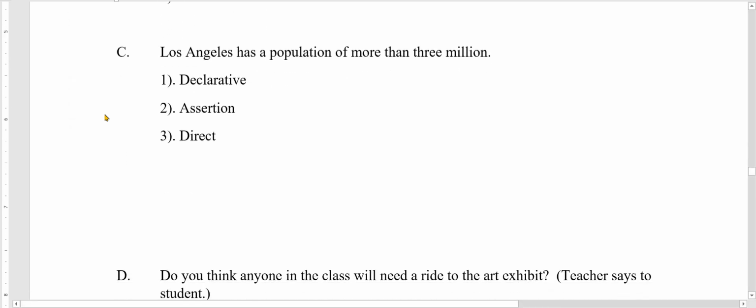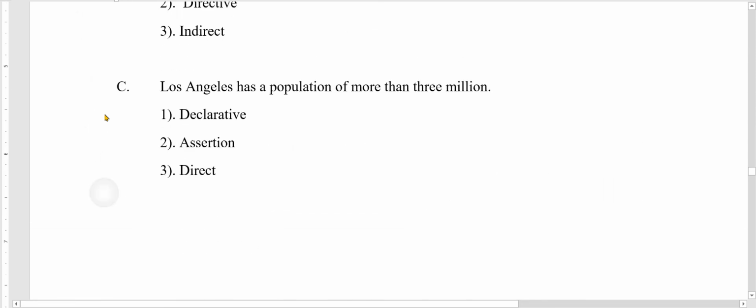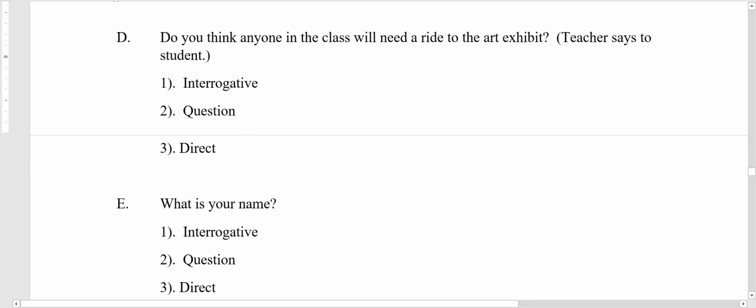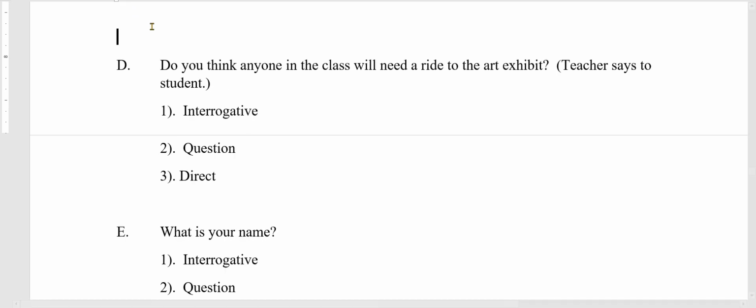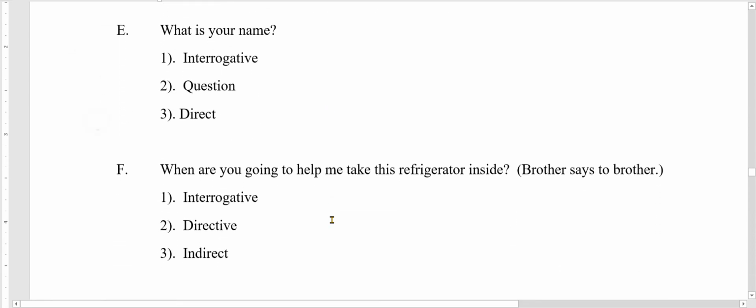I don't see any other interpretations on this one. C, Los Angeles, declarative, assertion, direct. Good. D, do you know anyone in the class? Do you think anyone in the class will need a ride to the art exhibit again? That's pretty straightforward. So, what's your name? Same thing.